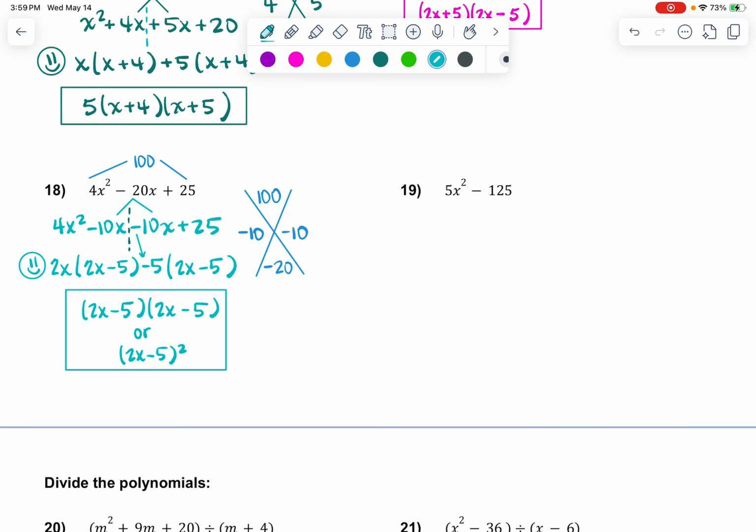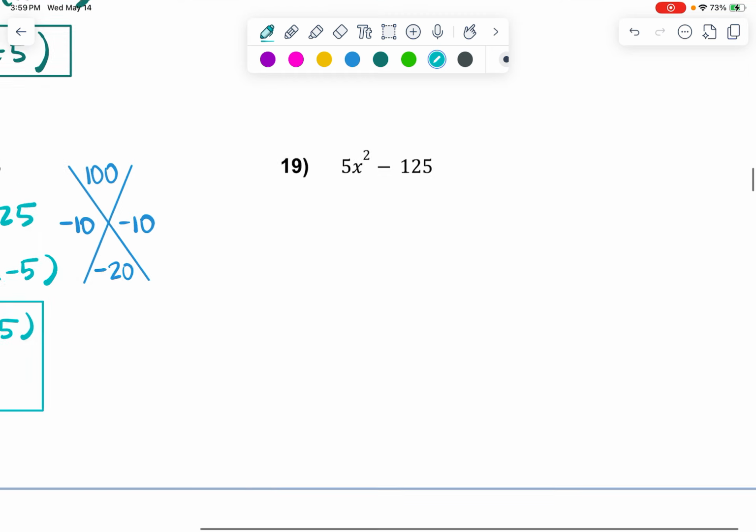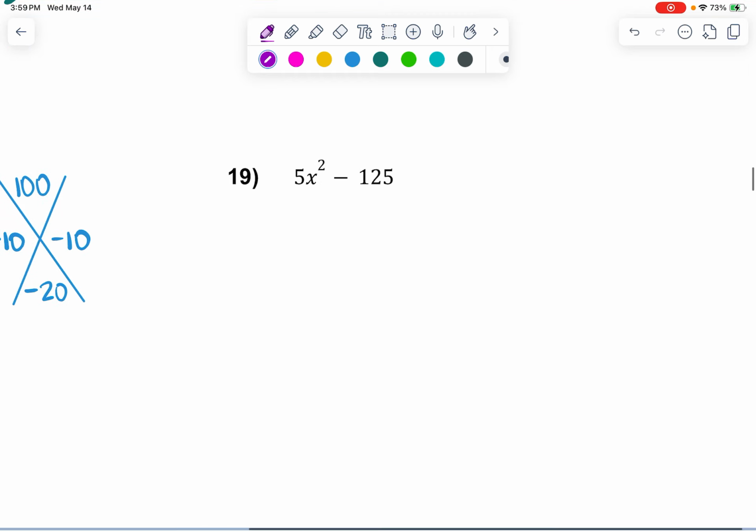All right, our last factoring question. So 5x squared minus 125. Again, it's a binomial. It is not a difference of two squares right now because 5 and 125 are not perfect squares, but I do notice that they do have a 5 in common. So I'm going to take out the 5 times x squared minus, what's that going to give us, 25.